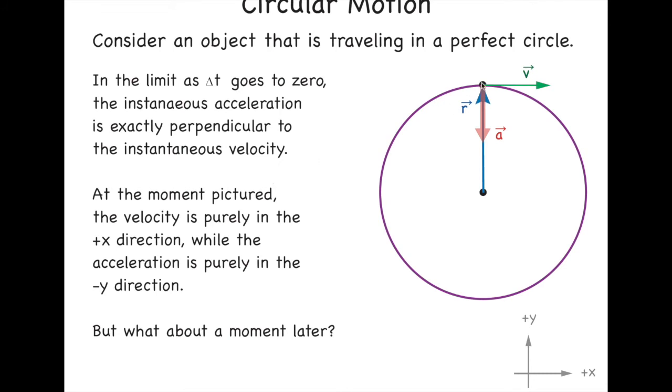So at this moment, when we are exactly at the top of the circle, the velocity is purely in the x direction, and the acceleration is purely in the y direction. And so it makes sense to just use our typical x, y coordinate system because things break down very nicely in that coordinate system. But what if we evaluate this a moment later?